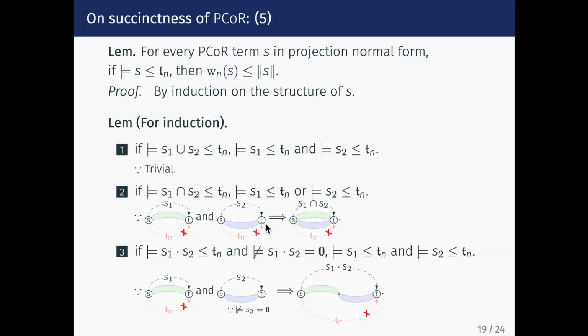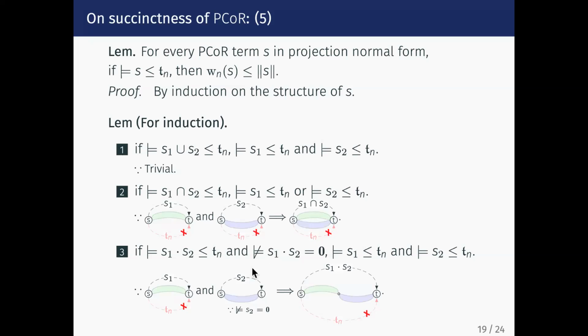So we can show this lemma by using the counter model. And the third lemma is shown by taking the series composition of a counter model for S1 and a model for S2. So we can obtain a counter model for S1, S2 like this.